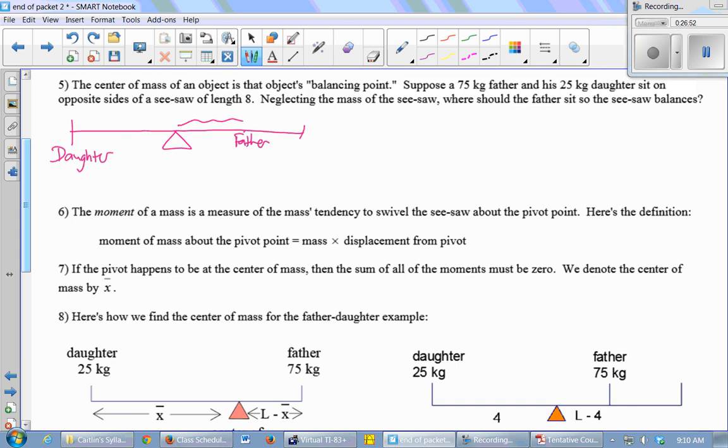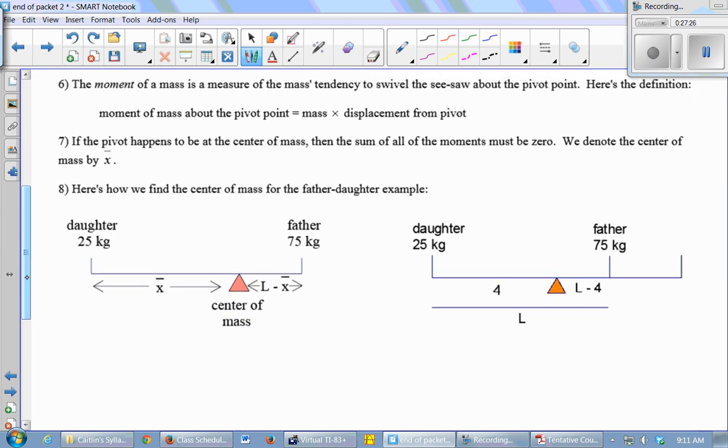Does anybody happen to know because you took a class in physics? He's going to move in because we can't move the center point. It's like bolted to the seesaw. Nothing yet? Okay. So the answer we end up finding by using something called the moment.